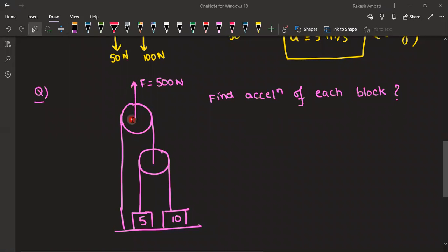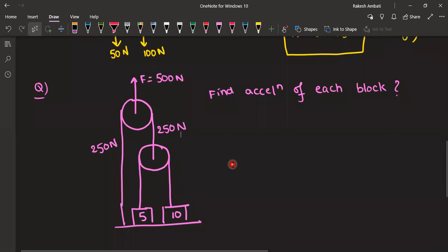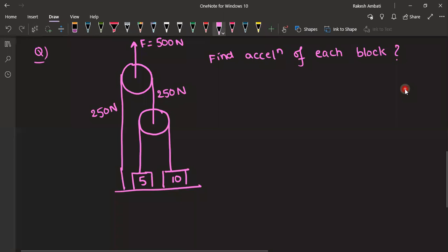Let us follow the same process. The 500 newtons divides equally into 250 newtons and 250 newtons. So in this string the tension force is 250 newtons, and in this string the tension force is 250 newtons. Then the same process: 250 newtons divides equally, so in this string the tension force becomes 125 newtons, and in this string the tension force becomes 125 newtons.